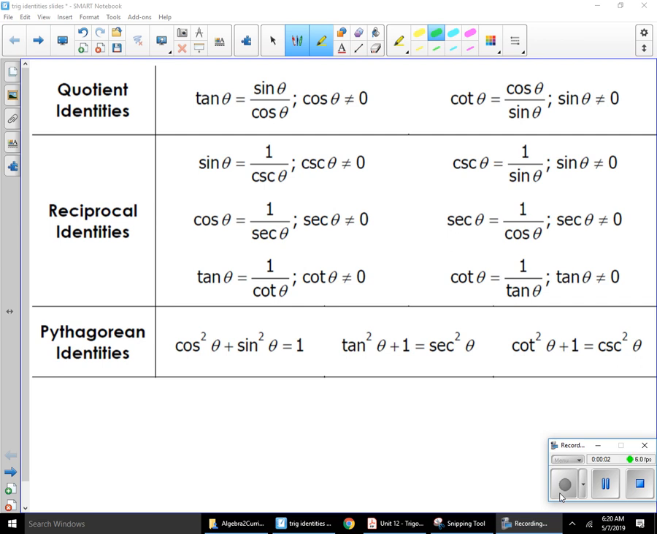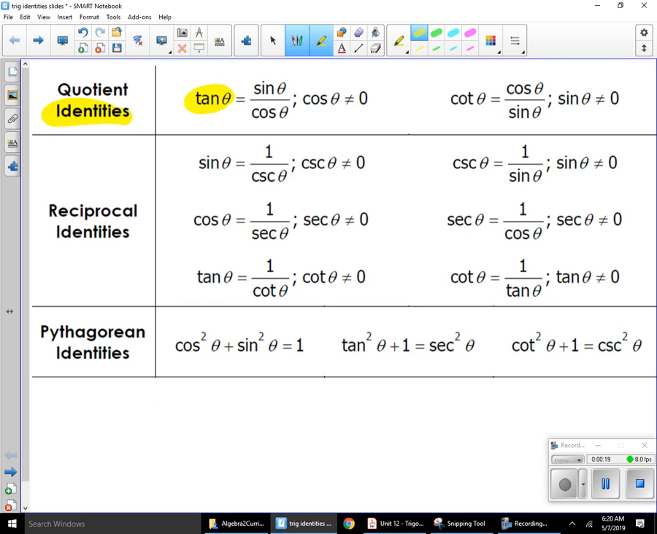All right, kicking off the second half of the trig unit, we're going to take a look at identities. Now, identity looks like a scary word, but all it really means is an equation that is always true, at least for values in the domain. Some of these identities we've actually seen before.